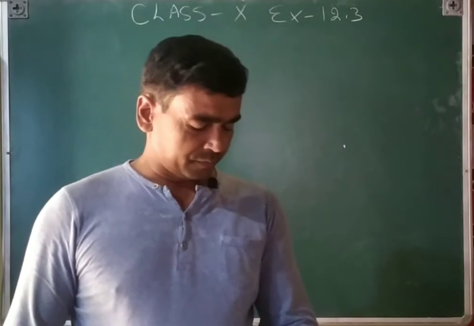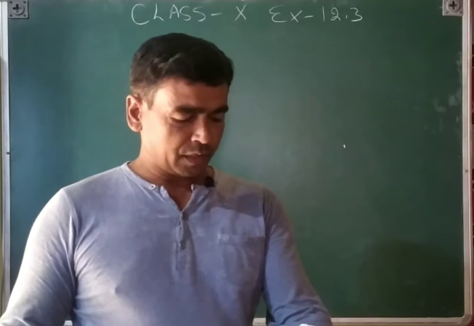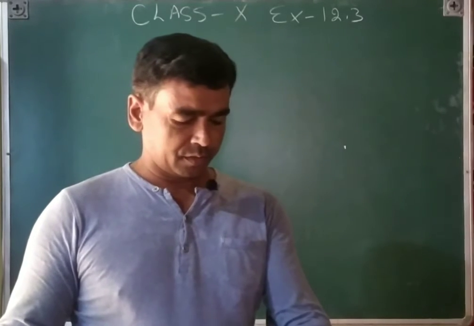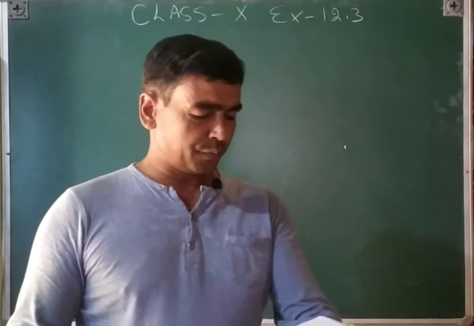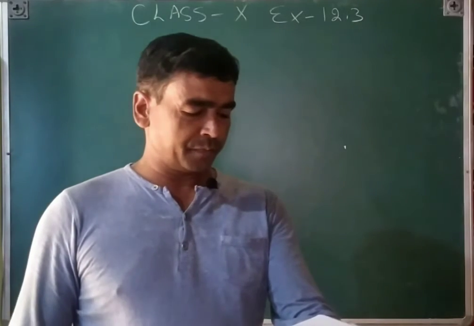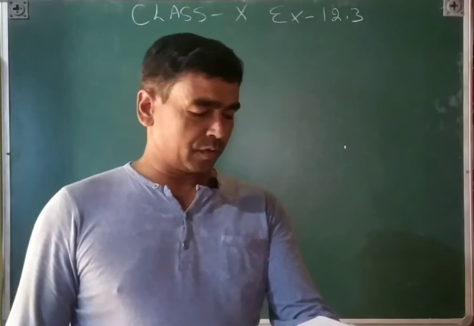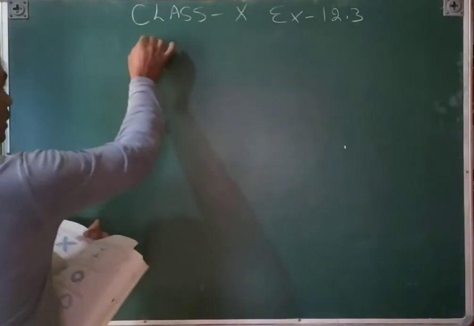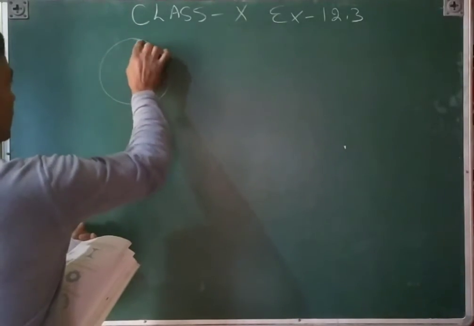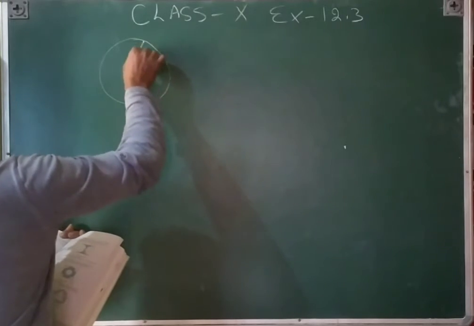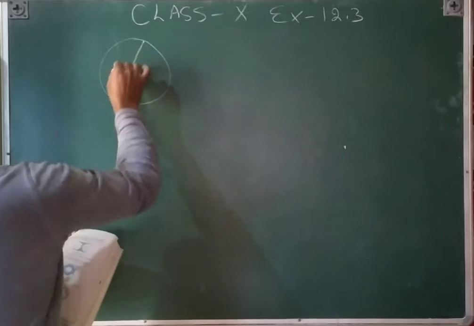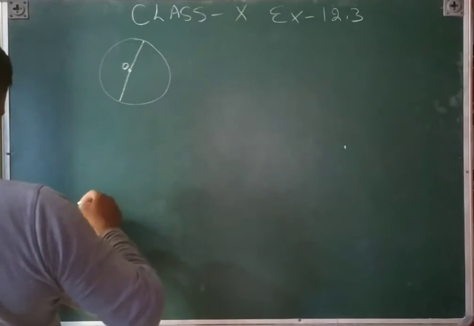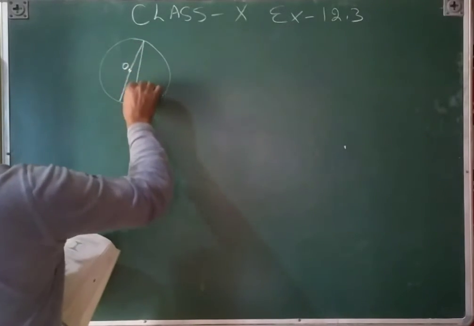Exercise 12.3. First question. Find the area of the shaded region. In the figure, given that PQ is equal to 24, PR is equal to 7 centimeter, and O is the center of the circle. First of all we will draw the circle, that is, the diagram is given. This is the diameter, that is the center. This is the O, and then PQR.